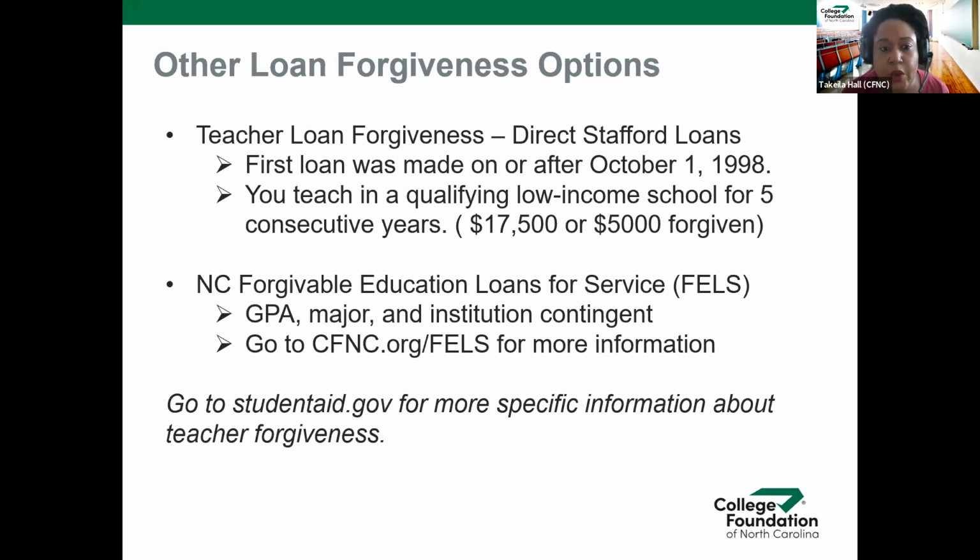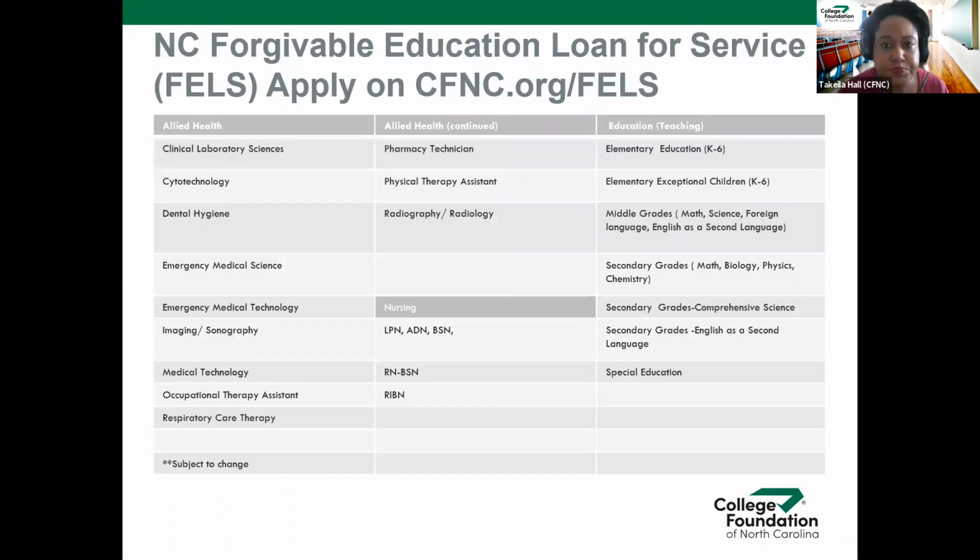And of course, we don't indicate where you have to actually work in North Carolina. We have 100 counties, and you are free to work in any of those counties as long as you're working in the capacity that you agree to. So just want to make sure you know about that. So you can also go to studentaid.gov for more specific information about teacher loan forgiveness. So just wanted to make sure that you're aware of that as well.